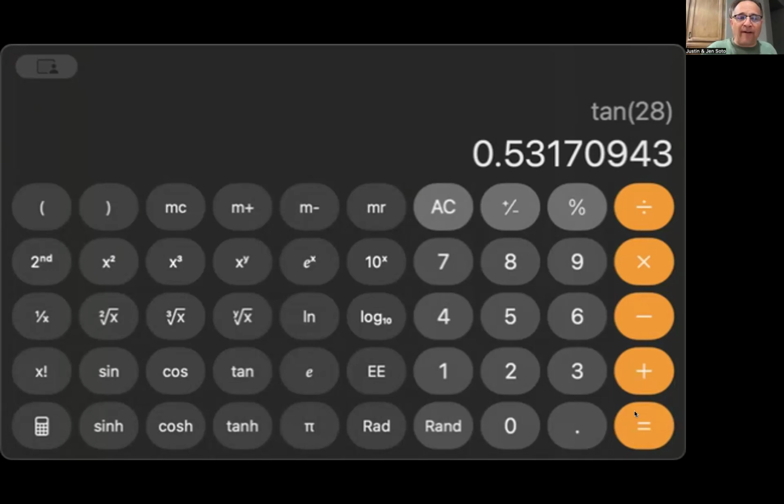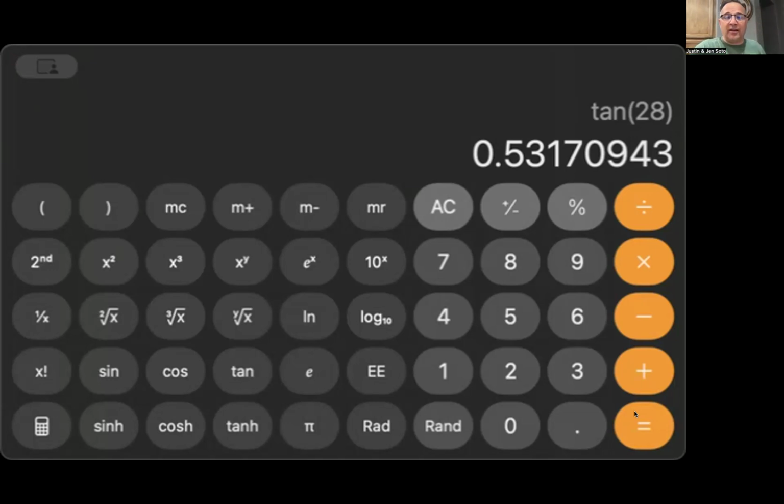Okay, so this is 0.53. We'll just call it 0.53, because we're going to round it right now. Again, it's going to be slightly different because they pull it all the way in there, and at the very end it rounds. I'm going to round it right now to the 100th place. So 0.53.